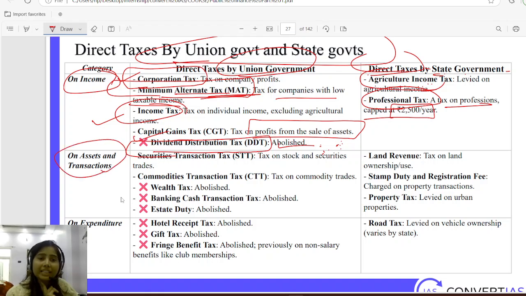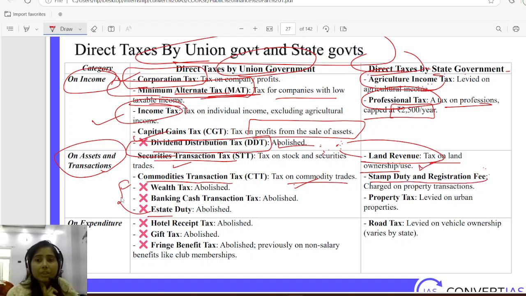Okay, so CA, lawyer, or doctors, or even small professionals, they used to pay this professional tax. So this was on income. On asset and transaction, security transaction tax, already explained. Commodities transaction tax on commodity trades. Okay, wealth tax got abolished. Banking cash transaction, estate duty, all these things got abolished. Land revenue tax on land and ownership. Okay, the state government used to charge it. Stamp duty and registration fee.